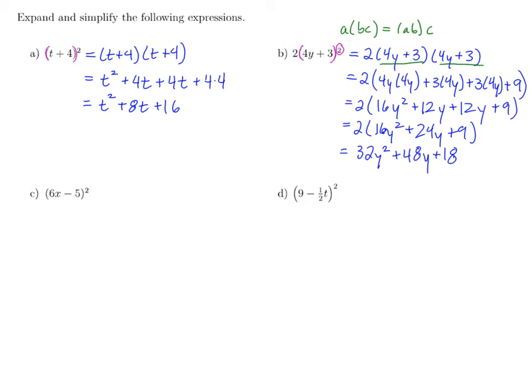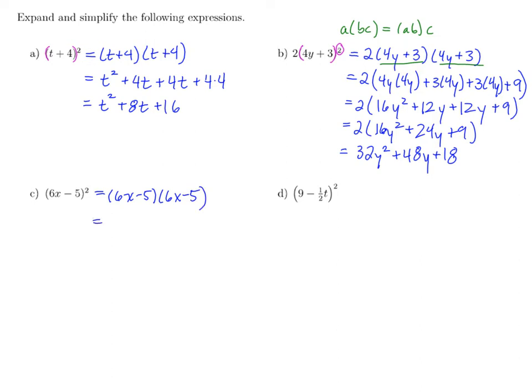The next two examples that we're going to look at involve subtraction. This first one we have is the expression 6x minus 5 squared. So that entire 6x minus 5 is squared. So I will turn that into 6x minus 5 times 6x minus 5.